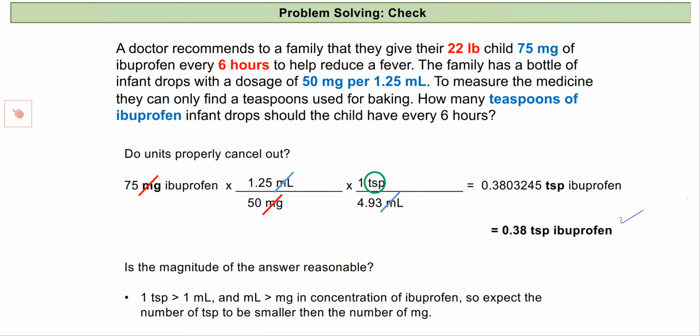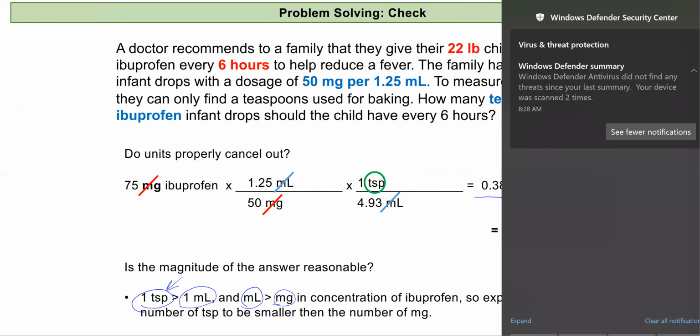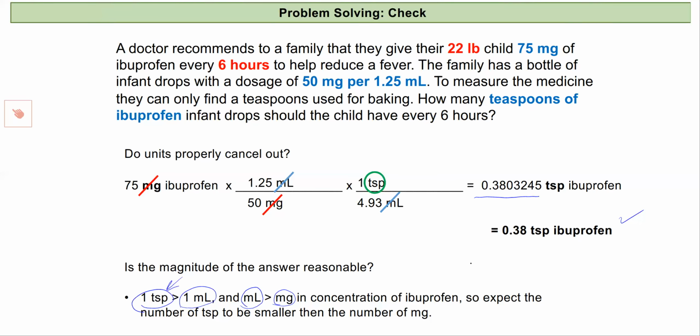And that's kind of an open-ended question. But I can look at the magnitude, 0.38. So this is less than 1. Does that make sense? Well, 1 teaspoon is definitely larger than 1 milliliter. And the amount of milliliters that I have in my ibuprofen is larger than the milligrams, or the mass, the grams in ibuprofen. So I would expect the number of teaspoons to be smaller than the number of milligrams that I actually have. And sure enough, I've got a small number for my number of teaspoons. And so that can make me feel a lot more confident.